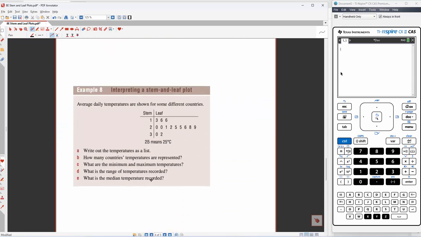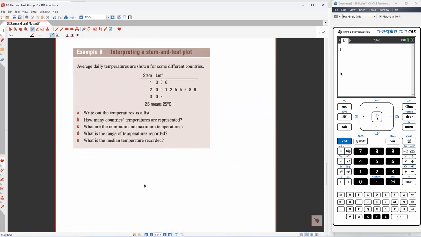Alright, so what we need to do now is interpret a stem and leaf plot. Okay, so average daily temperatures are shown for some different countries. So we get a temperature of 13 degrees in one country, 16 degrees in one country, 16 degrees in one country. Okay, so we're getting average daily temperatures. So they first want us to write out the temperatures as a list. Okay, so 2 with a line and 5 means 25 degrees Celsius. So that's how we're going to assemble the data.